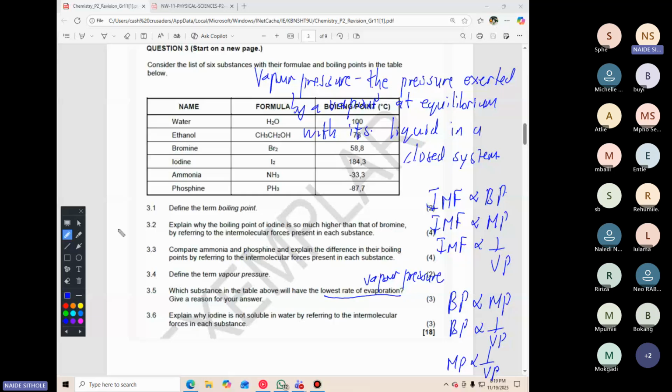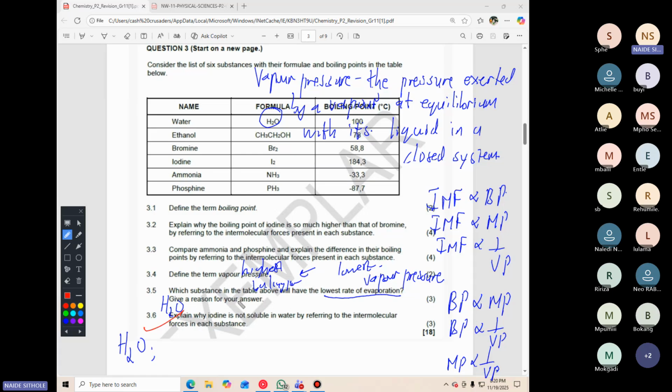Then, if we are looking for the one with the lowest vapor pressure, according to the table it translates to the one with the highest boiling point. So we want to check which one has the highest boiling point, and we can all agree it is H2O, with a boiling point of 100. Then we give a reason. We say it's H2O, and we get a mark for that.